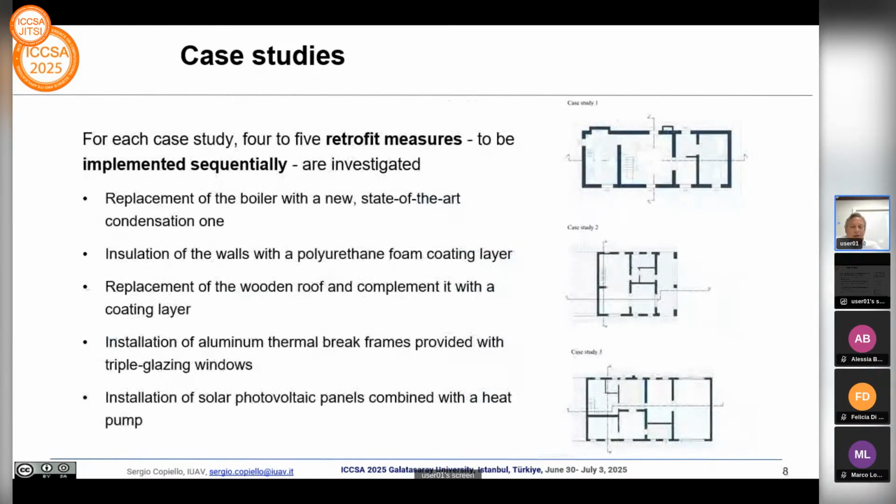Here is another excerpt from the project documents for these buildings, and especially you can see the 5 retrofit measures that we tested subsequently. So we started with the replacement of the boiler with a new condensation one. Then we went on with the insulation of the walls. After that, we tested, again incrementally, the replacement of the roof and putting also an insulation layer on it. After that, the installation of thermal break frames and triple glazed windows, so the replacement of frames and windows, and finally the installation of solar photovoltaic panels.